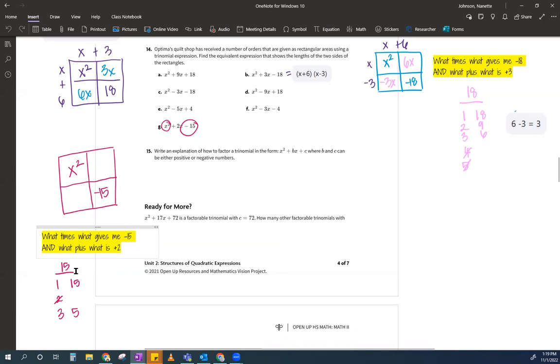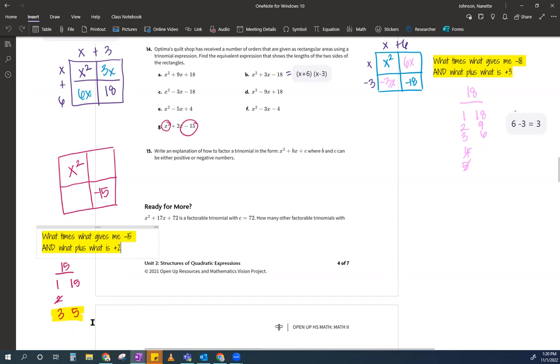So now I'm looking for what times what gives me negative 15. So one of these is going to be negative, either this or this, or this or this. And then I also want to add these two together to give me a positive 2. Now the positive 2 will tell you which one gets negative. So clearly the pair that I'm going to be looking at is going to be 3 and 5. But which one of these would be positive and which one of these would be negative in order for me to get a positive 2? What do you all think? Which one has to be negative and which one has to be positive?